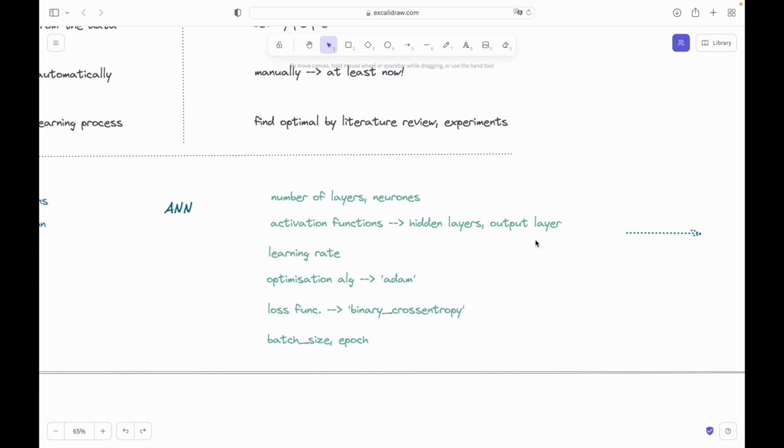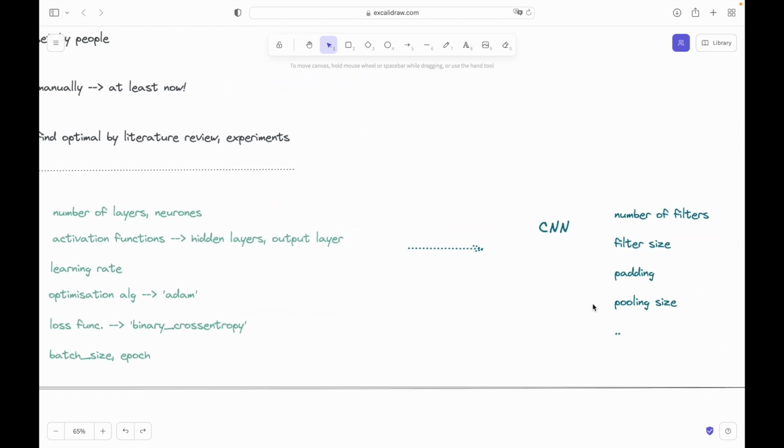the hidden layers or output layer, learning rate, optimization algorithm, Adam for example, or loss functions, binary cross entropy, mean squared error, categorical cross entropy, or batch size, epoch, and more. And of course, hyperparameters vary according to the network structure.